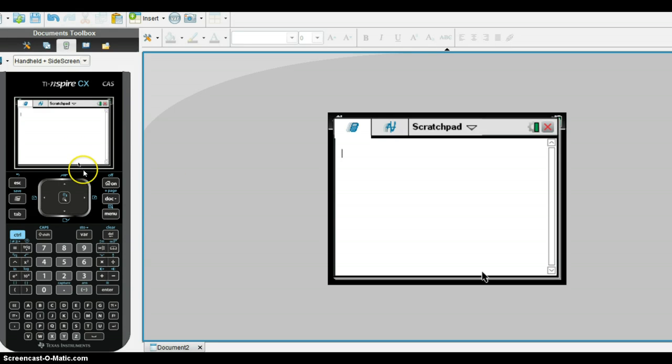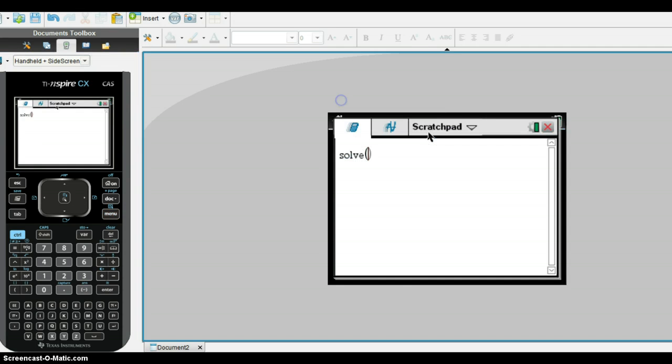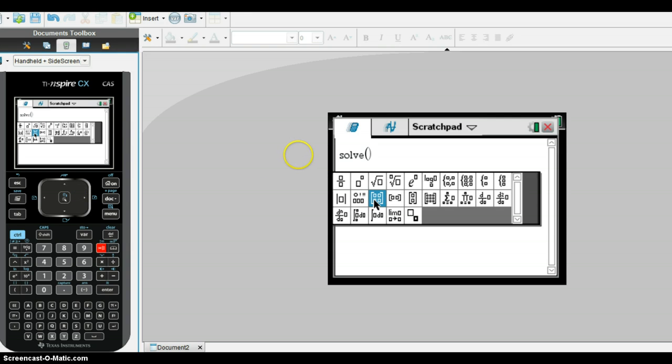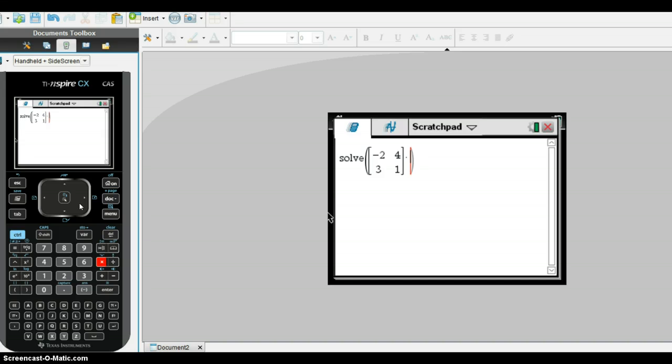So we are going to go straight into the algebra and solve function. So we get solve up on the screen. Now we're going to type in our coefficient matrix, which was -2, 4, 3, 1. Okay, I'll tab out of that. You've got to be careful we stay within the big solve bracket. Tab out of that. Now we're multiplying by the xy matrix now.